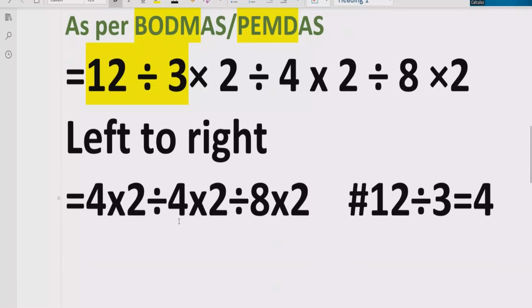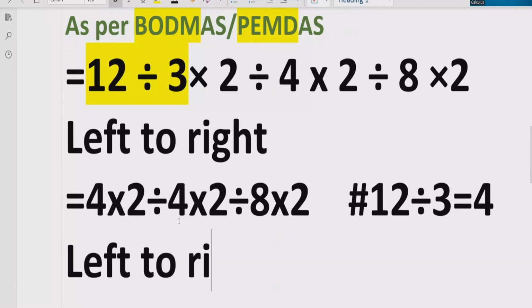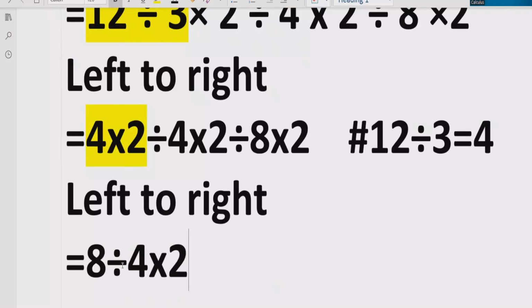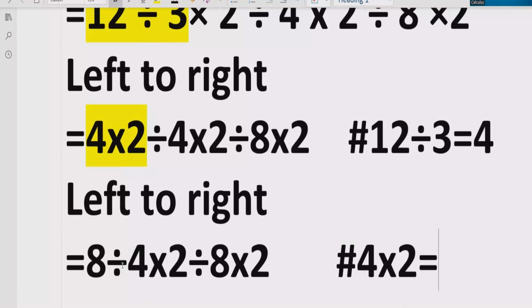Now move forward again left to right and find out which is coming first. This time we have the multiplication. We have to solve this one first: 4 multiplied by 2. Then divided by 4, multiplied by 2, divided by 8 and multiplied by 2. We will write here as it is. 4 multiplied by 2 equals 8.